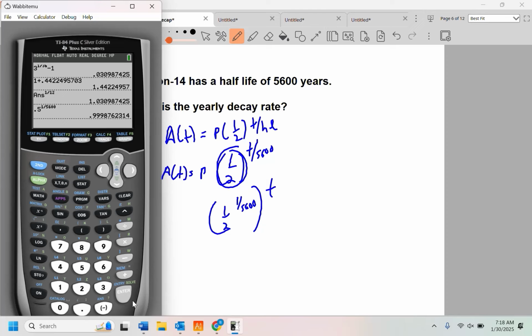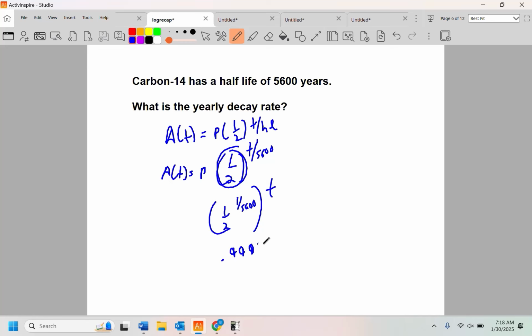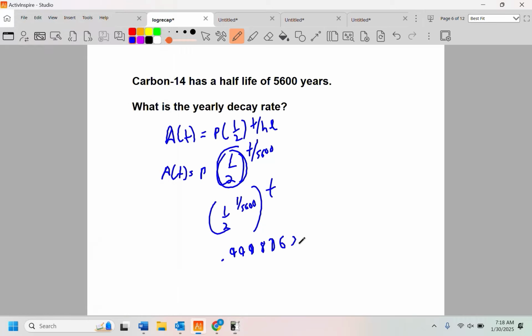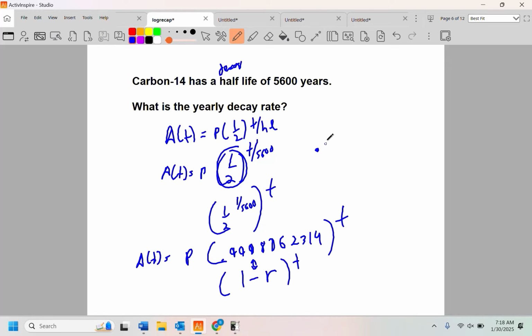And I'm going to get this long decimal, 0.99. I'm going to write it all down too. 0.9998762314. And you need to understand first off that half-life is decay. So this lines up with the decay portion of the formula. So these two things line up. That means they are equal. 0.9998762314 is equal to 1 minus r.